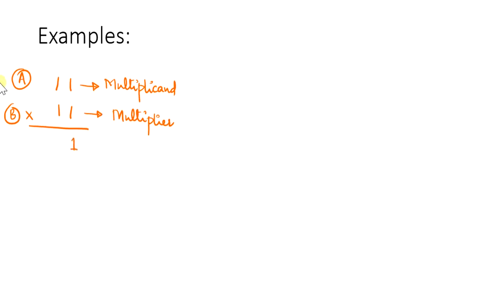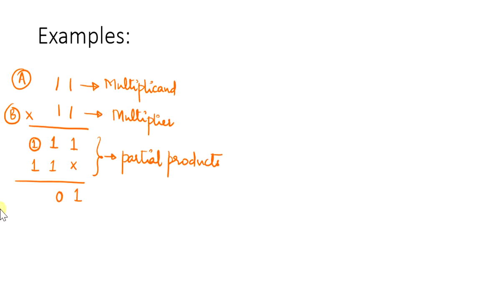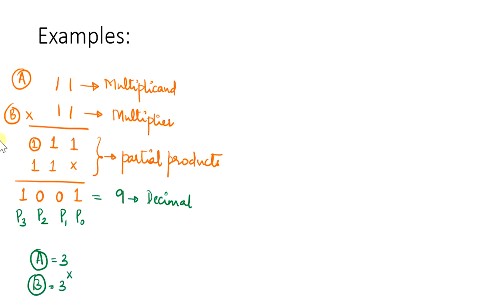On multiplication of 11 by 1, I get 11. I need to place a shift, and the result will be obtained as product terms, whereas the intermediate terms will be named the partial products. On performing the addition, I get 1001, which is equivalent to 9 in decimal. If you observe here, A was 3 and B was 3, giving a result of 9 in decimal.